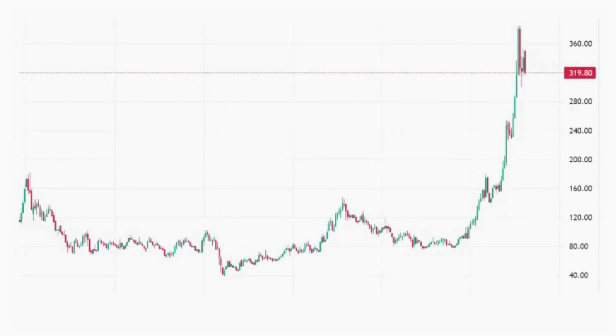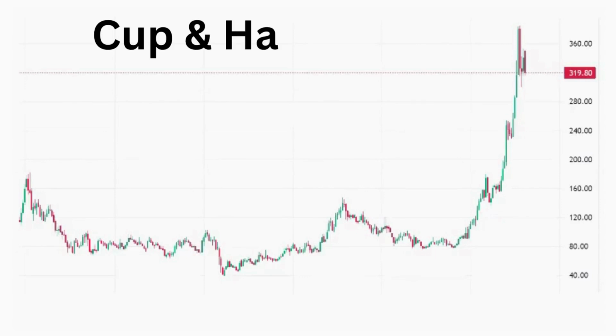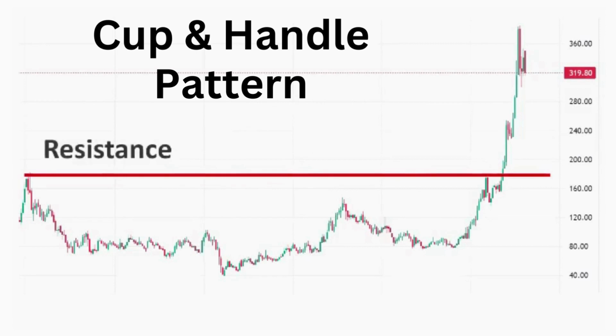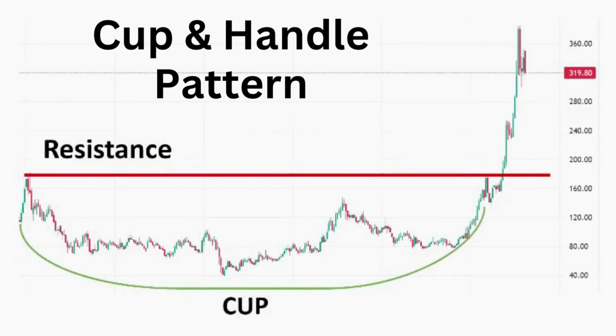So the first breakout pattern that we have is the cup and handle pattern. You see, this pattern usually starts in a sideways market where the price is taking a resistance, and along with that it forms a rounding bottom which is called the cup. Because you see, this shape resembles a cup. And after the cup, the price forms another rounding bottom which is called the handle. And that is where you exactly get your pattern, which is called the cup and handle.